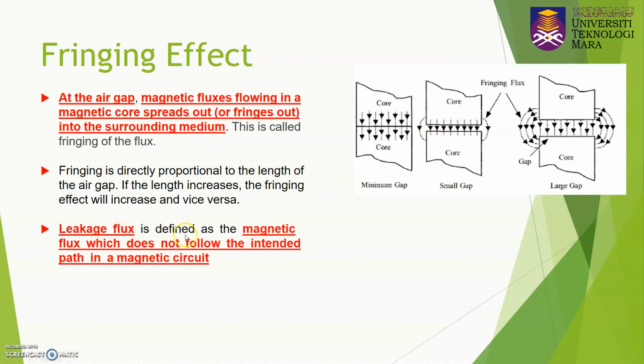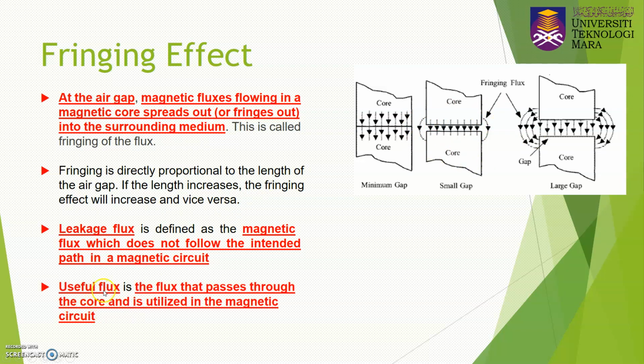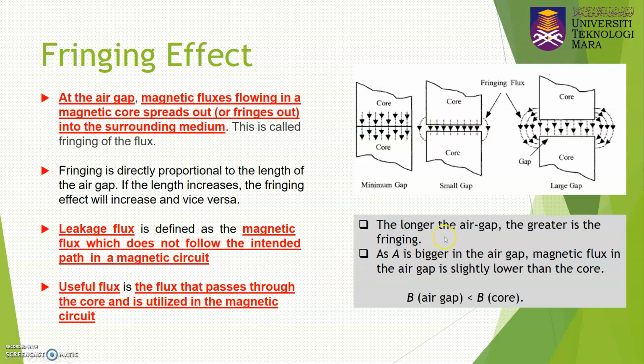The leakage flux is defined as the magnetic flux which does not follow the intended path in the magnetic circuit. This is what we call leakage flux, because it does not follow the intended path. This is the intended path of the magnetic circuit. The flux that strays outside it is considered leakage flux. The useful flux is the flux that passes through the core and is utilized in the magnetic circuit. So here is considered the useful flux. Alright, so the longer the air gap, the greater the fringing.